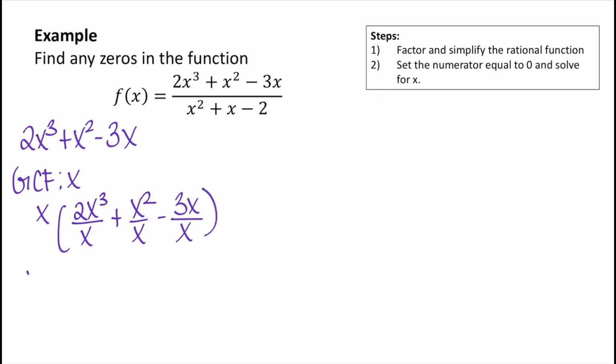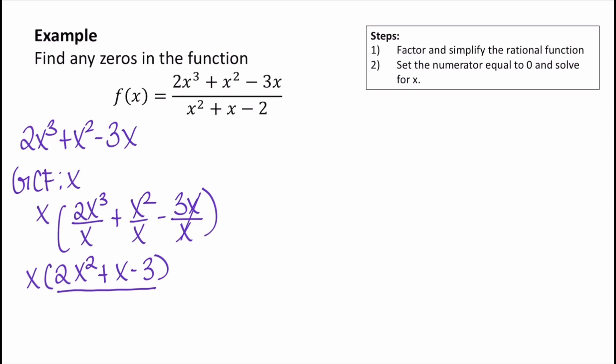When we do this, we have x times 2, and then x cubed over x simplifies to x squared, plus x squared over x simplifies to x, and then 3x over x, the x's cancel, and we have minus 3. So now we need to factor this 2x squared plus x minus 3.